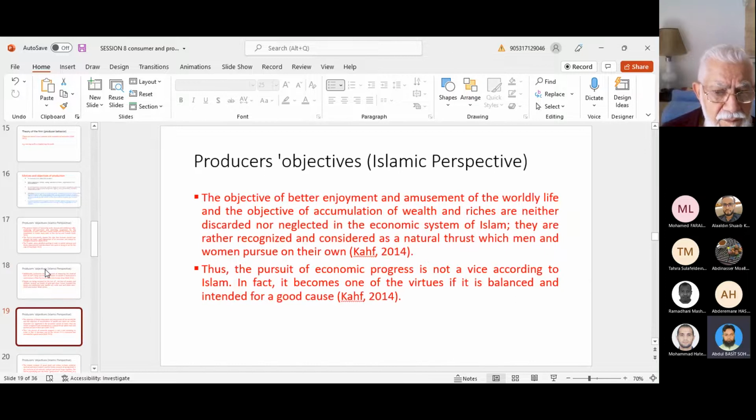The objective of better enjoyment and amusement of the worldly life and the objective of accumulation of wealth and riches are neither discarded nor neglected in the economic system of Islam. They are rather recognized and considered as a natural thrust which men and women pursue on their own. Thus, the pursuit of economic progress is not a vice according to Islam. In fact, it becomes one of the virtues if it is balanced and intended for a good cause.